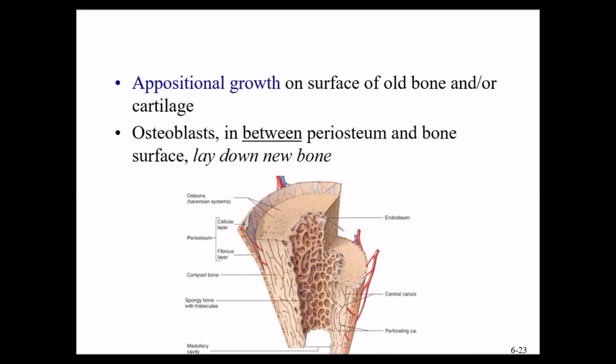The other type of bone growth is appositional growth, and this only takes place on the surface of the bones. It's not going to cause the bone to grow in length, but it takes place on the surface of bones, either on old bones or on cartilage. That's because the outer layer, the periosteum we mentioned earlier, that outer cellular layer has osteoblasts, and it's the osteoblasts that build up new bone matrix on the outside of the bone.